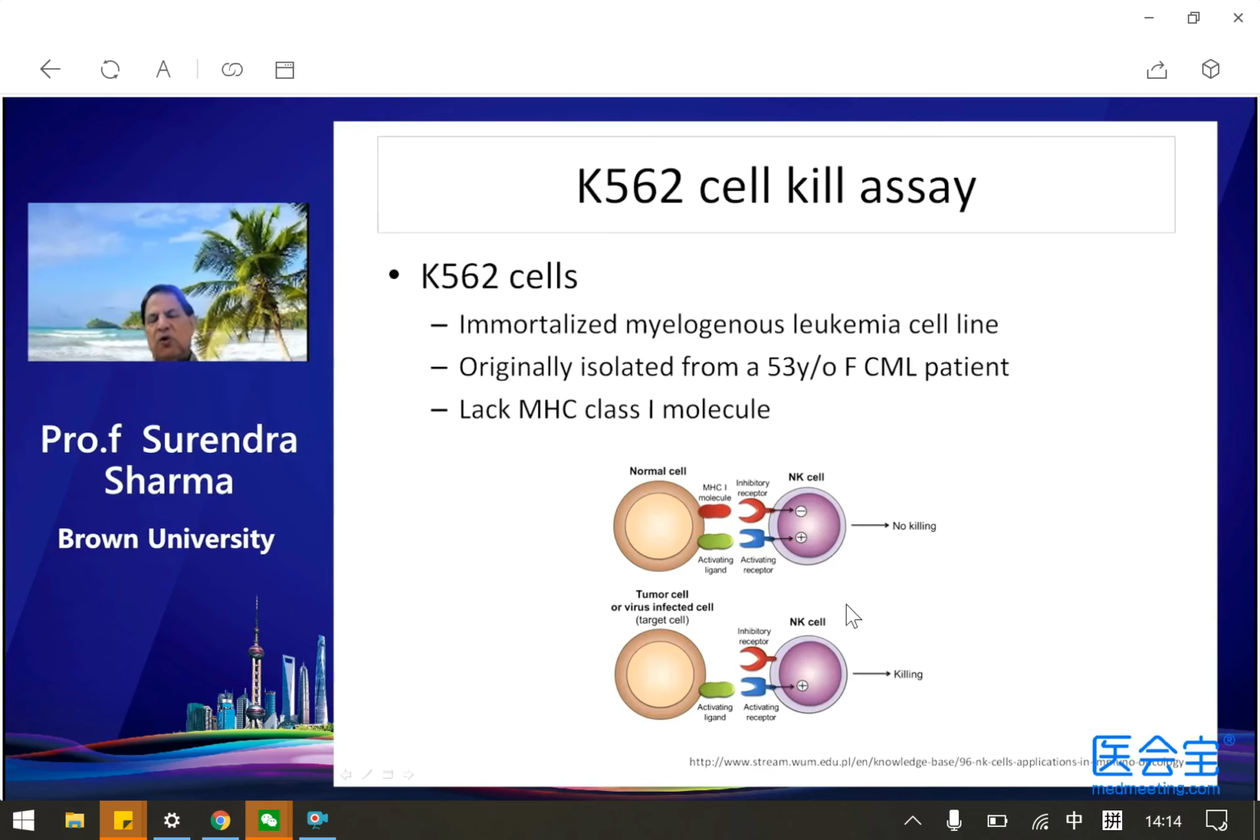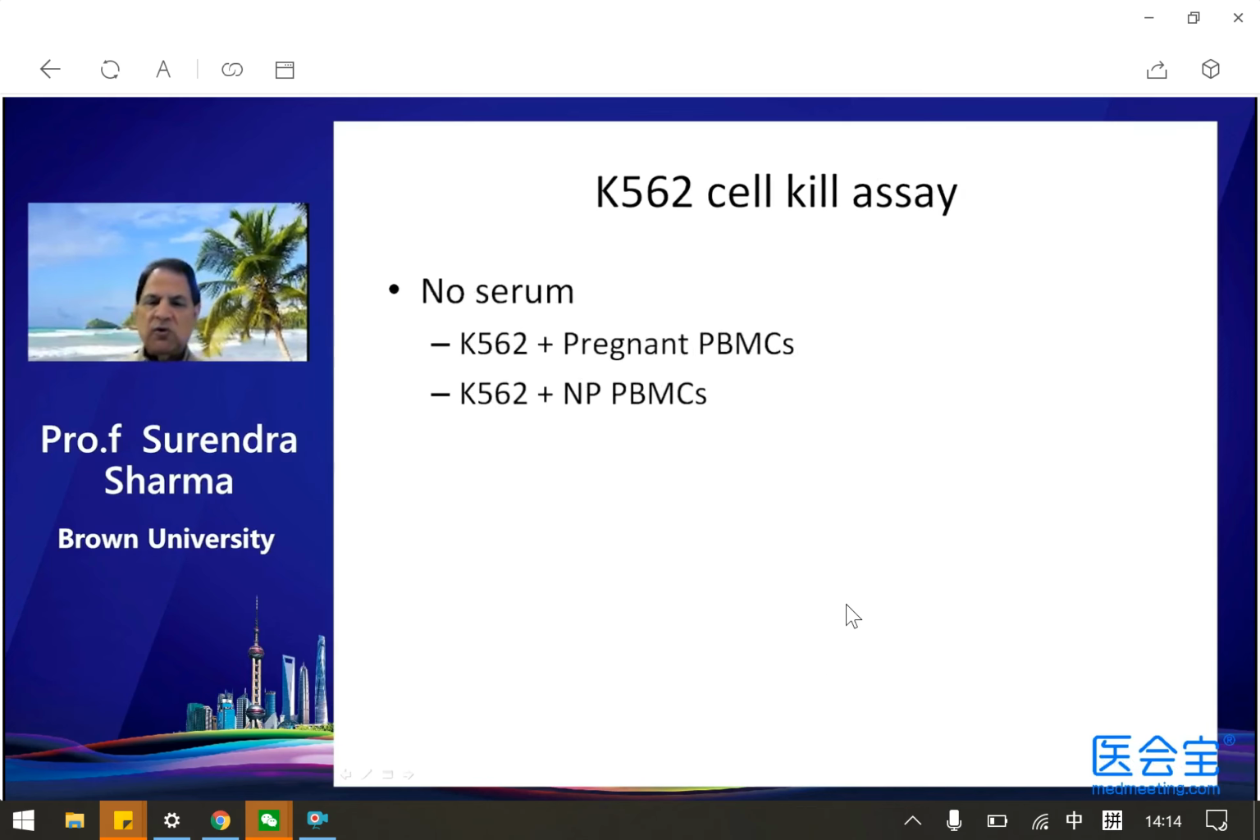So this is the reverse of what cytotoxic T cells do. Cytotoxic T cells require interaction between class 1 and receptors on T cells to initiate cytotoxic activity. It's a reverse in NK cells. So that's why we use these K562 cells, which lack MHC class 1 molecule.